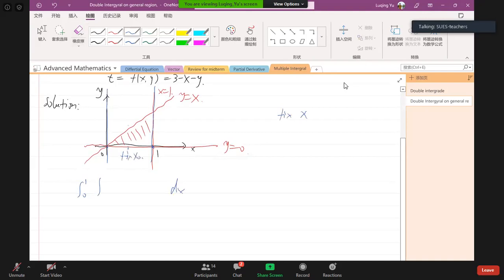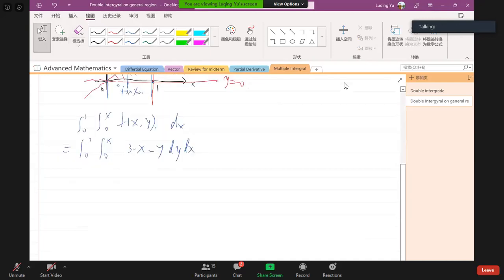So what is this slice here? The slice here is, from here is 0, so y is from 0. Here y is equal to x, so from 0 to x. And then you just put f(x,y) here. Then you are doing the integral from 0 to 1, 0 to x, and then you put 3 minus x minus y, dy dx.